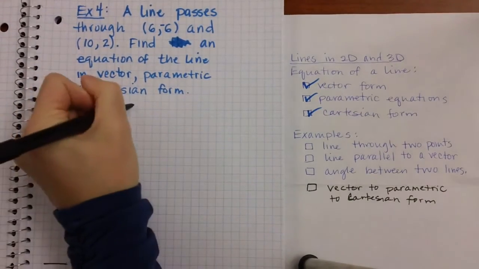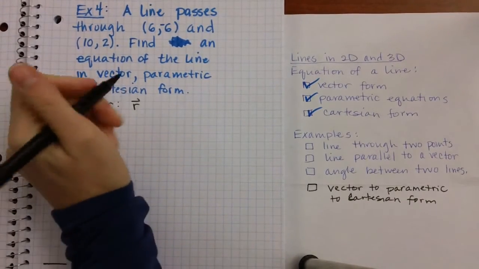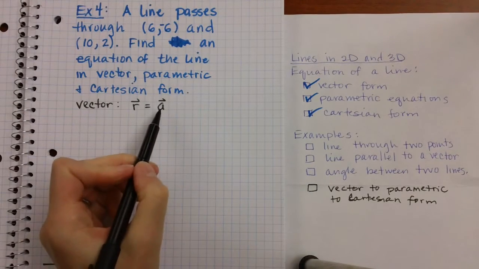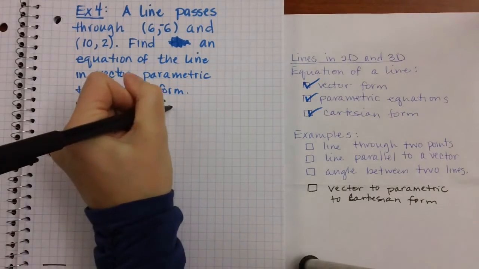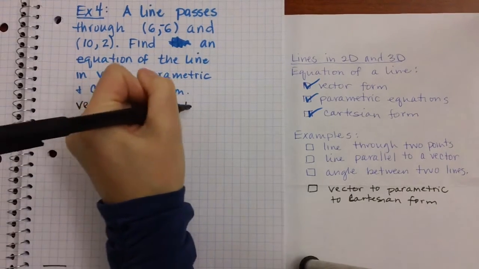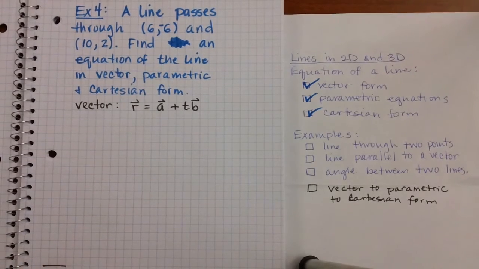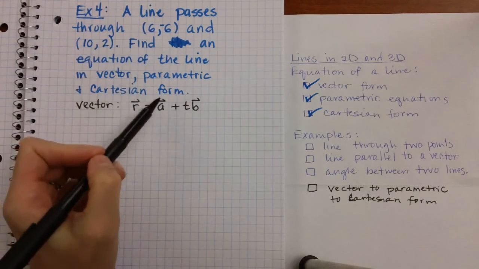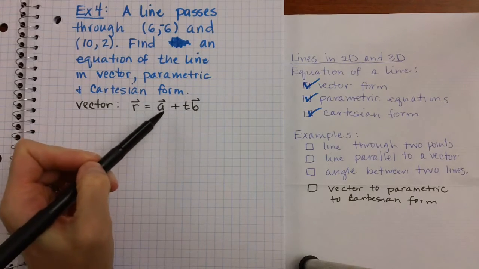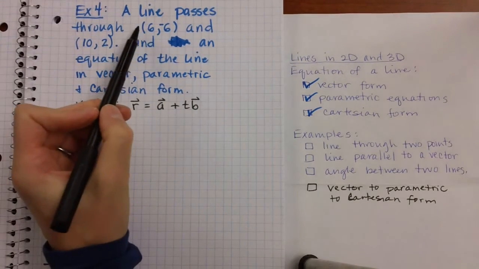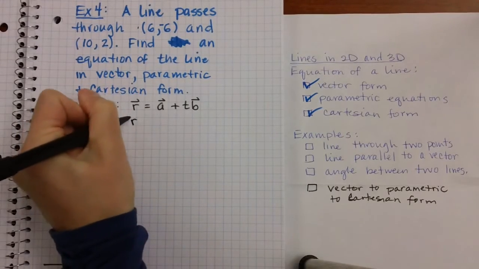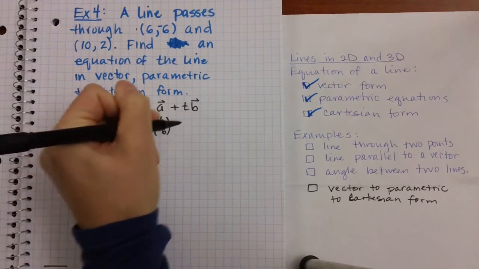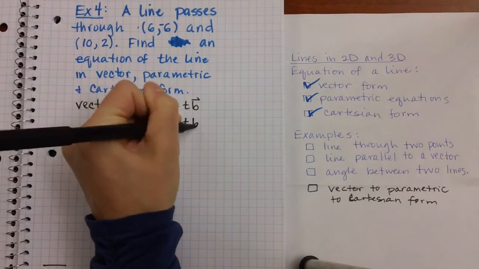Okay, and that would be the position vector from the origin to any point on the line is equal to the position vector from the origin to some reference point on the line plus some parameter times the direction vector of the line. Because we have 2 points, we can use either of them as point A for the position vector to point A. So I'm just going to use this first one right here. So I'm going to have r is equal to 6, -6 plus the parameter times the direction vector.